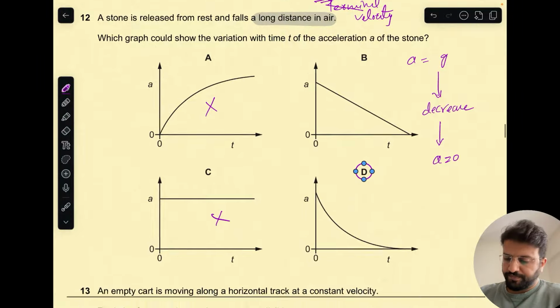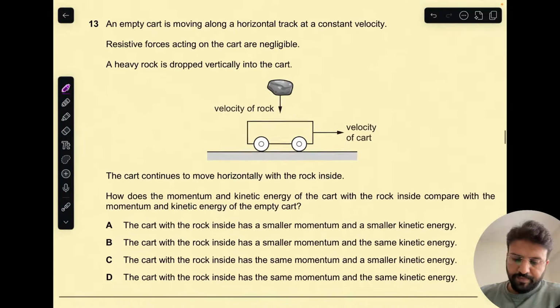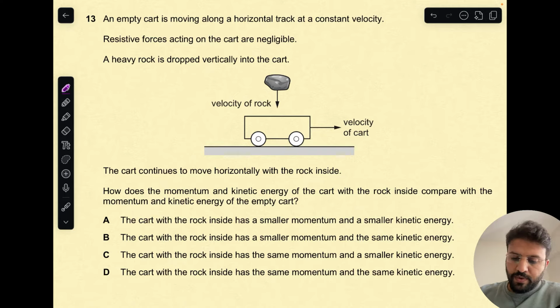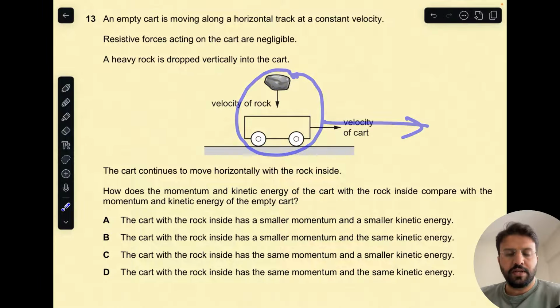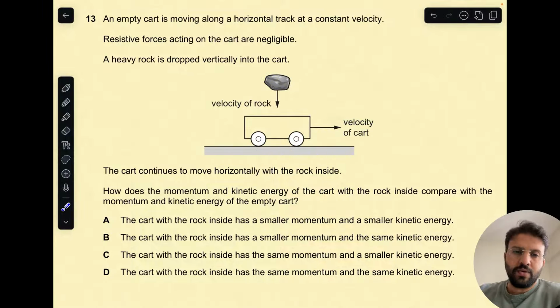In the next question, an empty cart is moving along a horizontal track at a constant velocity. Resistive forces acting on the cart are negligible. A heavy rock is dropped vertically into the cart. This is the cart, and this rock is going to be dropped into the cart. The cart continues to move horizontally with the rock. So they both are colliding, sort of, and after collision they are going to move along with each other. So this type of collision is an inelastic collision. Whenever two objects collide with each other and after collision they move along with each other, this collision is inelastic. So now let's look at the options.